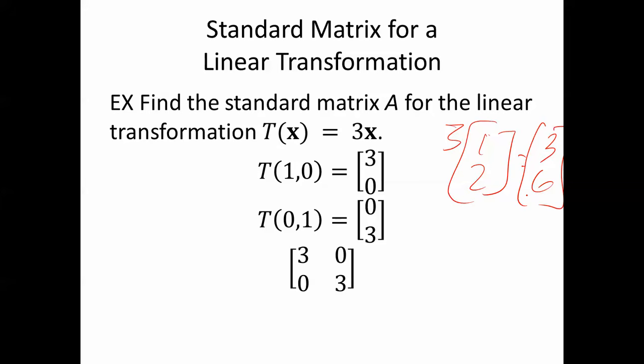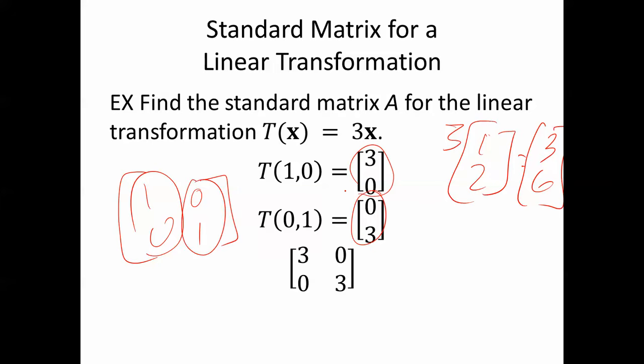So for the standard matrix for that linear transformation, all we have to do is look at what T does to the columns of the identity matrix. In this case, since the inputs and the outputs are 2 by 2, we'd have 1, 0, 0, 1. So what does T do to 1, 0? It would multiply it by 3, so you'd get 3, 0. What does T do to 0, 1? Multiplies it by 3, gives you 0, 3.